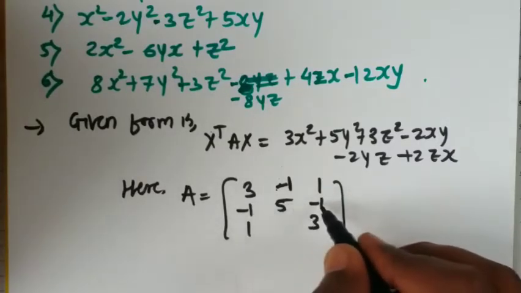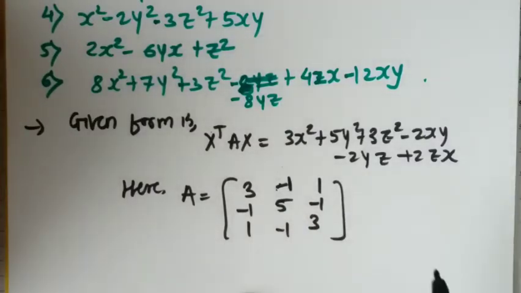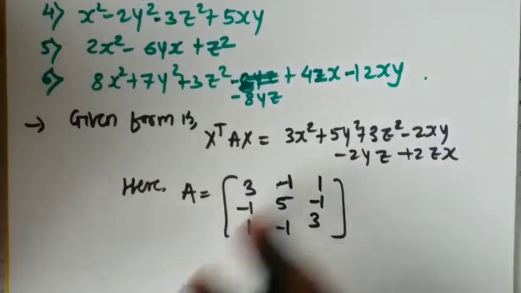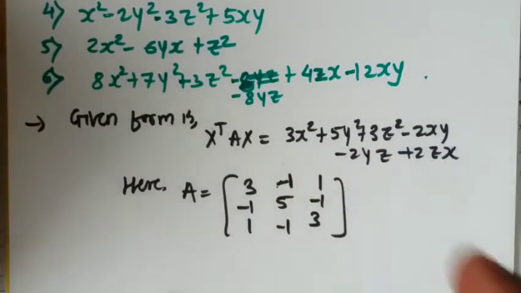And minus 1, minus 1, 5, minus 1. So minus 1, 5, minus 1. So this will be the symmetric matrix of this quadratic form. Now calculate its eigenvalues and eigenvectors. Okay, eigenvalues only. So let us start.